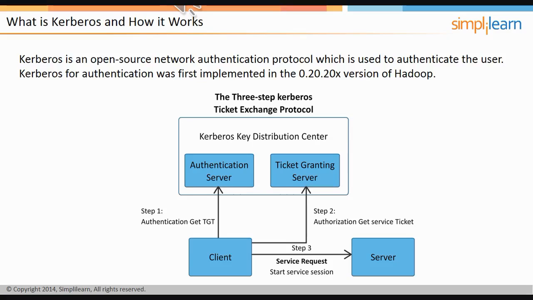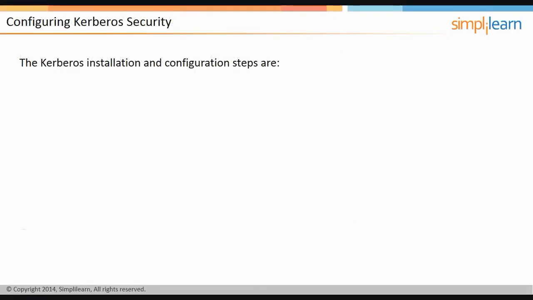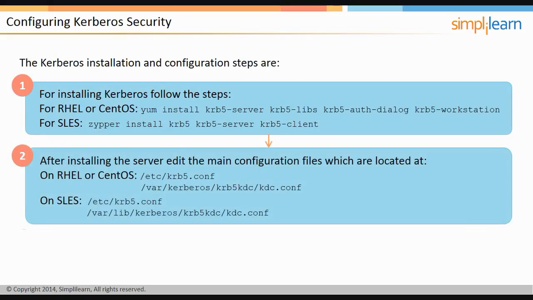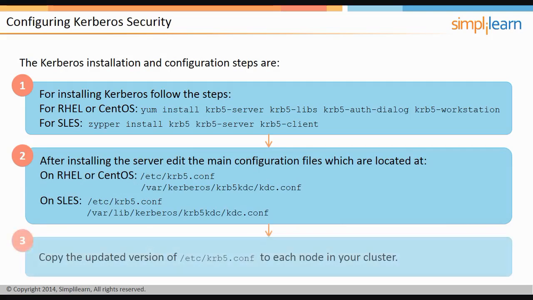In the next screen, we will understand how to configure Kerberos security. The Kerberos installation and configuration steps are: first, install Kerberos using the commands displayed on the screen. After installing the server, edit the main configuration files whose locations are displayed on the screen. Copy the updated version of /etc/krb5.conf to each node in your cluster.